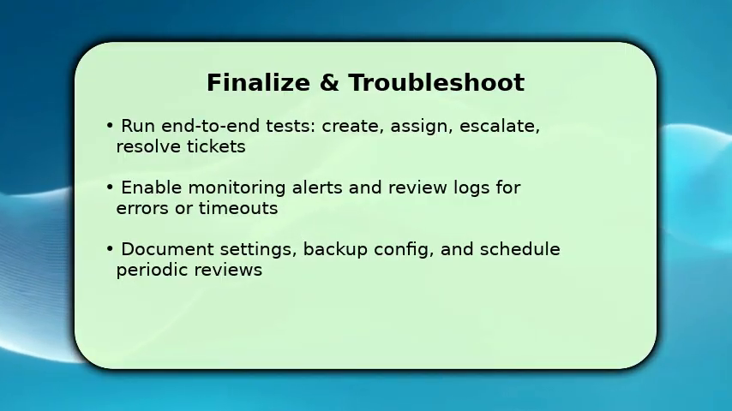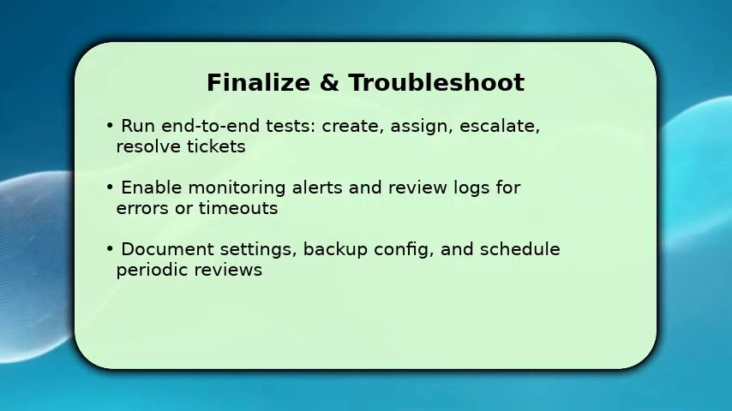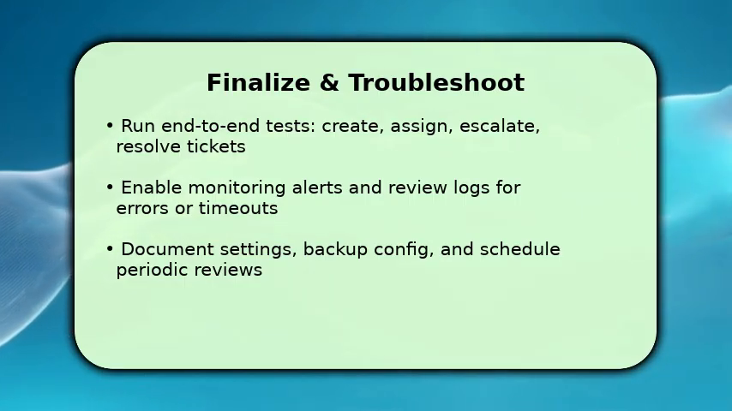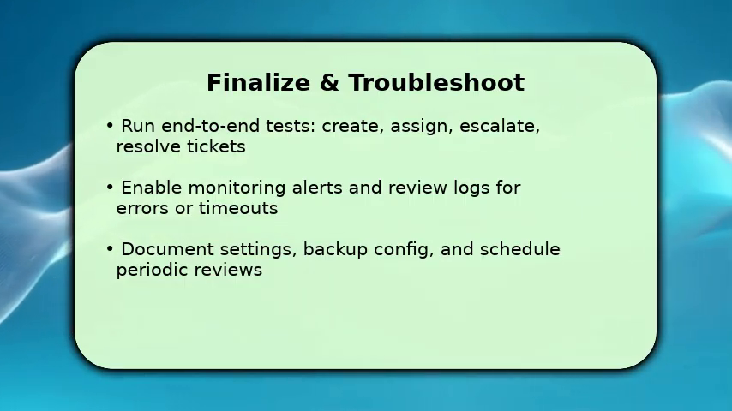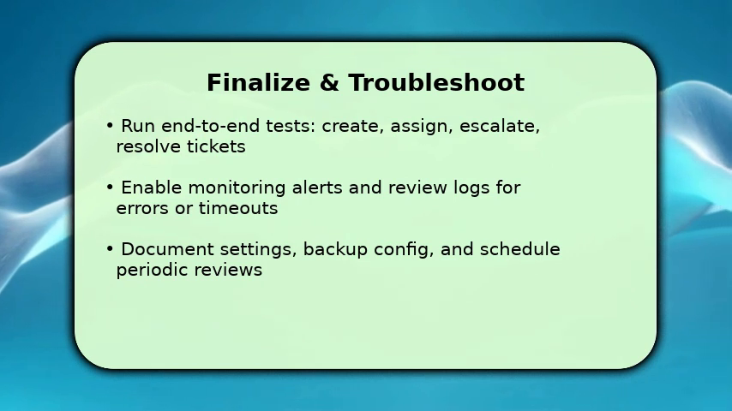After validation, export and backup configuration, document access and runbooks, then schedule periodic reviews. If something breaks, check logs for authentication failures or timeouts first, often reapplying the API key or adjusting SMTP connection.